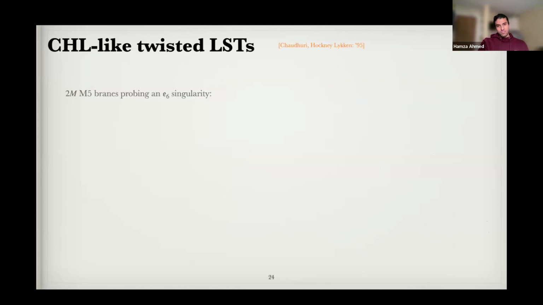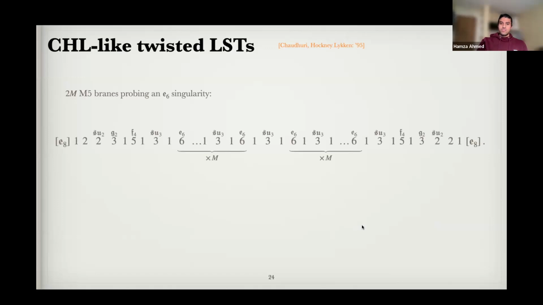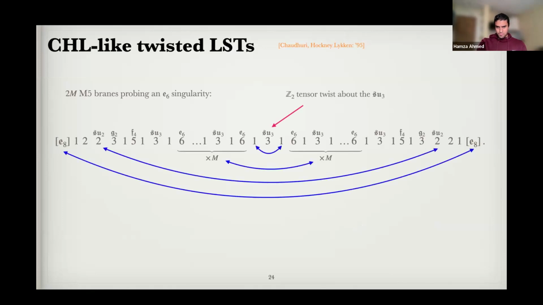So let me illustrate this via an example. So you take two M5 branes probing an E6 singularity. This is the fold theory that you get on the tensor branch. So you see these E8 factors here. Now you see that this theory has a Z2 permutation symmetry about this 3 curve. And so you can then twist by this symmetry.